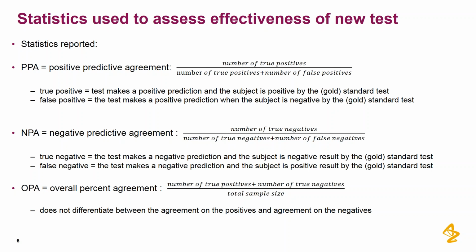I briefly touched on the overall percentage agreement, and the formula is shown on the screen, but this doesn't differentiate between the agreement on the positives and negatives, and so our primary focus was on the PPA and the NPA.